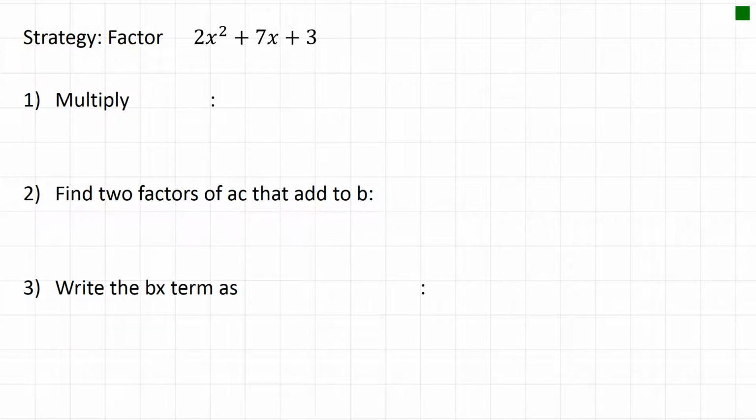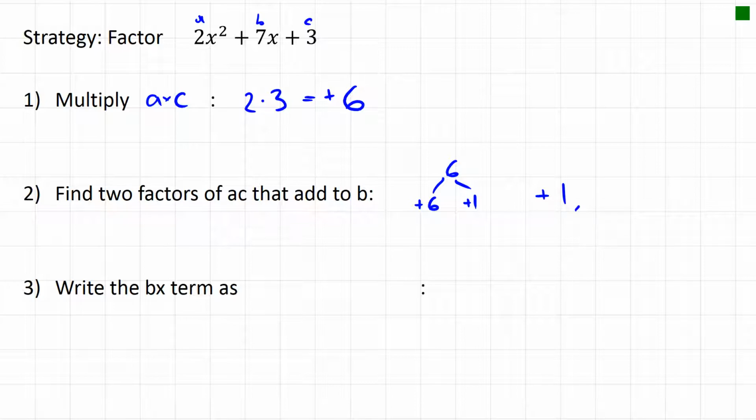So to begin with, what we do is we multiply a times c. Here's our a value, and here's our c value. So we multiply a times c, that's 2 times 3, which is positive 6. Now, just like before, we find two factors of a times c that add to b. So we go to 6, and we list some factors, and we're thinking about 7. Well, 6 times 1 is equal to 6, and they add to 7. So we're going to pick positive 1 and positive 6.